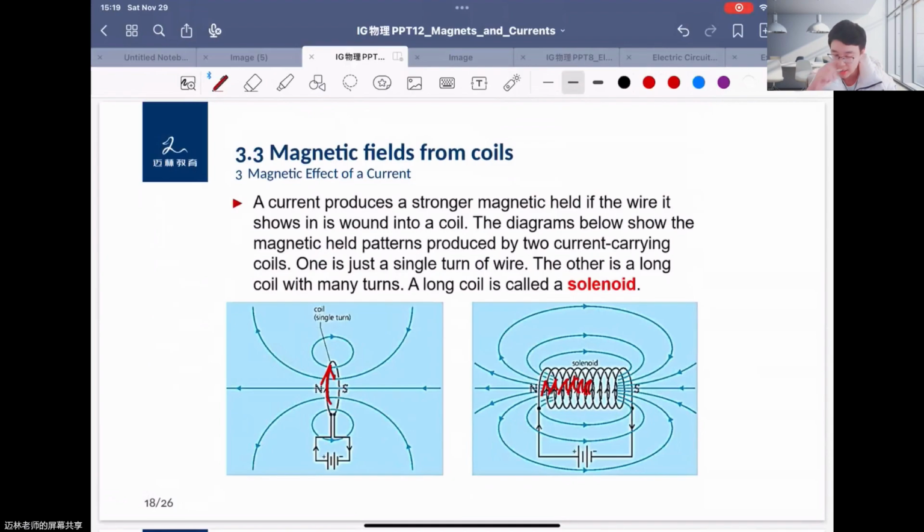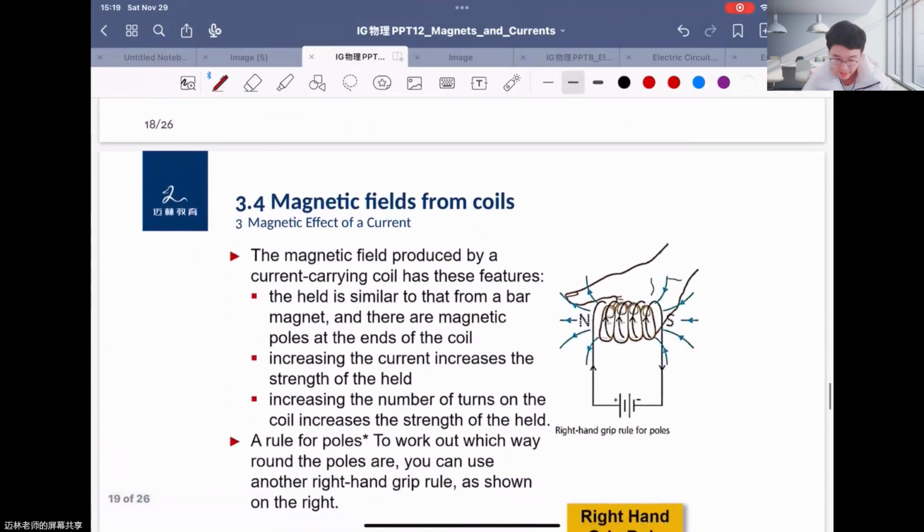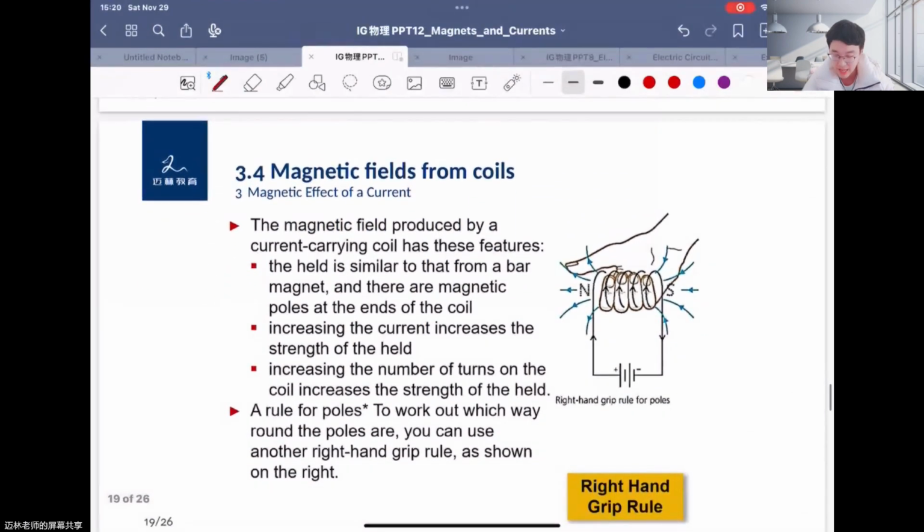This is for the magnetic field of this, and your thumb represents the left. So on the left is the north pole, and on the right is the south pole. You can use the magnetic field distribution to draw the graph, okay? Here it is. And you can also call this the right-hand grip rule, and this just changes the direction.